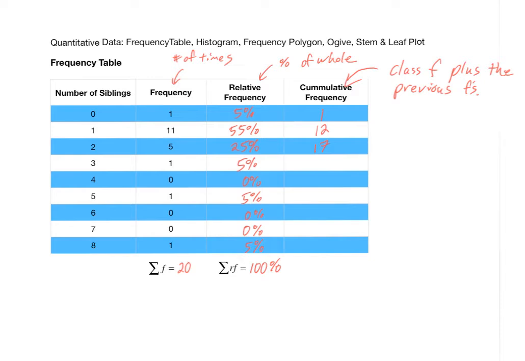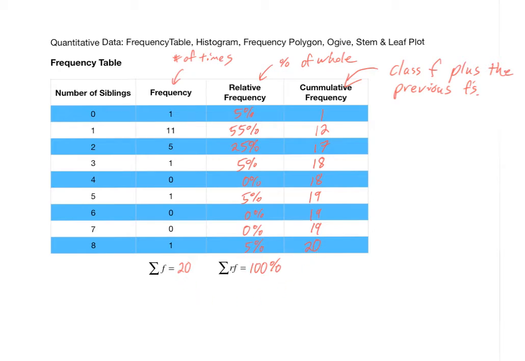Or if you want to think about this differently, 1 plus this 11 gives me that 12. 12 plus the 5 gives me this 17. 17 plus 1 gives me this 18. 18 plus 0 gives me 18. 18 plus 1 gives me 19. 19 plus 0 is 19. 19 plus 0 again is 19. And 19 plus 1 is 20. Please notice that the cumulative frequency of the final class is the same thing as sigma f. Those should be the same always.